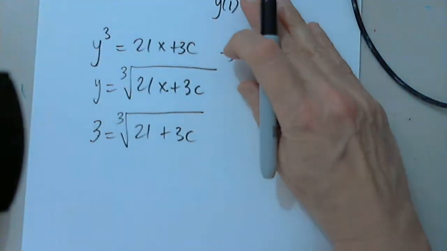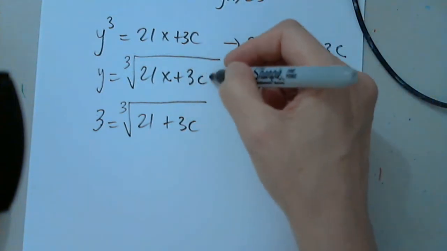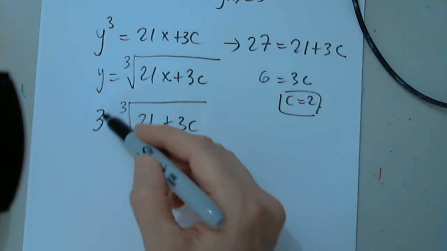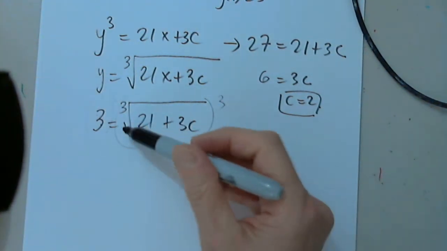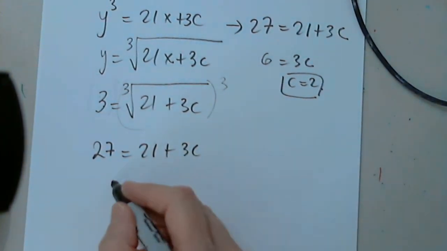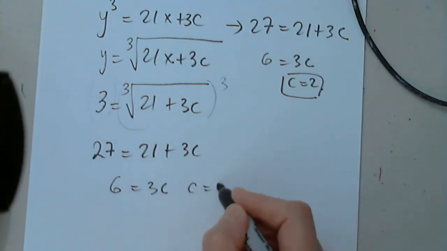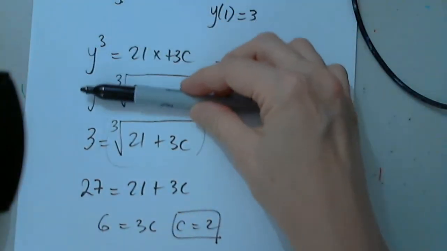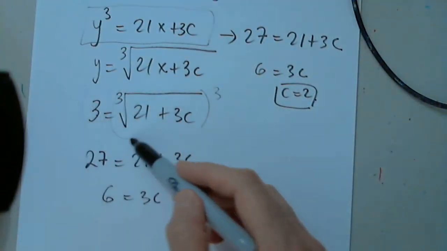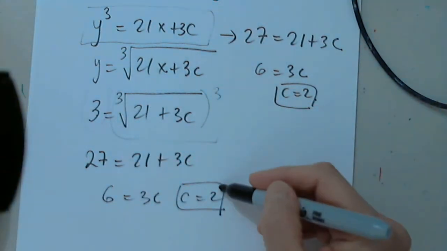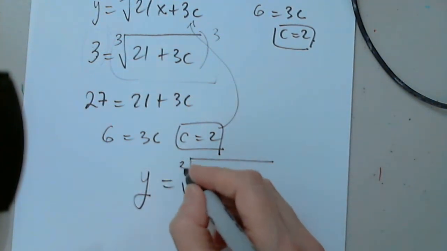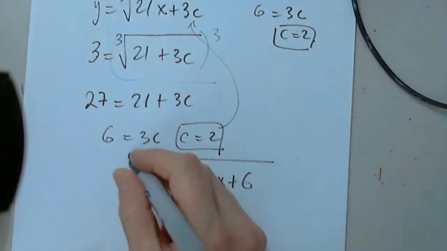It doesn't matter. You can say, yes, I'm going to find it from here and then put it in, or at the very end, but I have to raise both sides to the third power because I have to remove the cube root. So 27 equals 21 plus 3c, which gives us the same thing, 6 equals 3c, so c equals 2, no matter what. So at any stage, you can determine the constant. If you want it here, or if you want it at the end, it's still the same. You have to put it in, and you have to write as the final answer y equals the cube root of 21x plus 6.